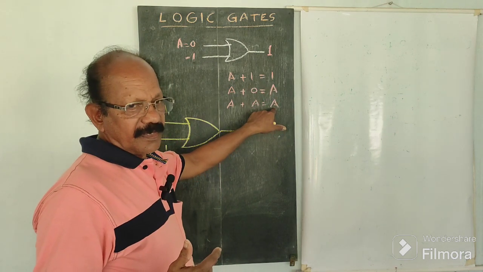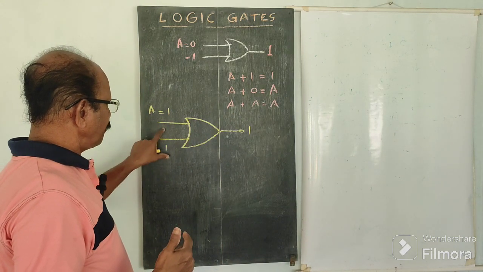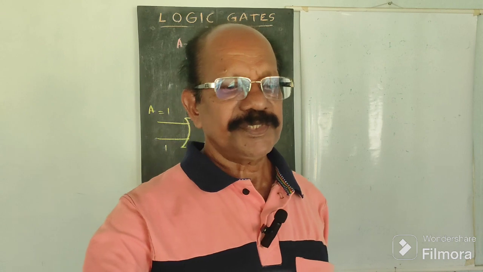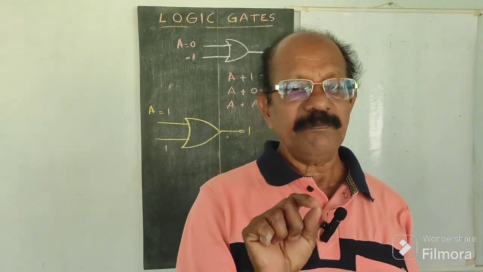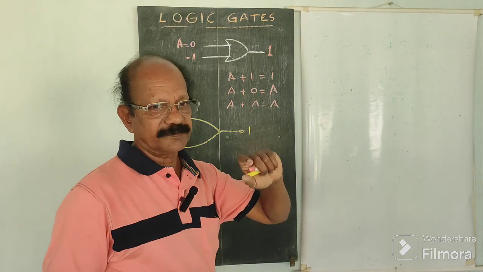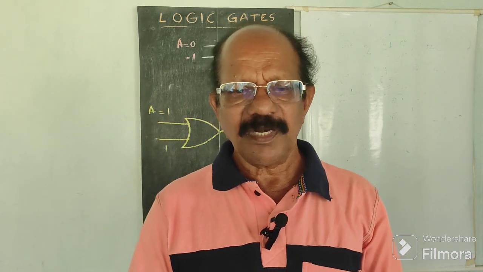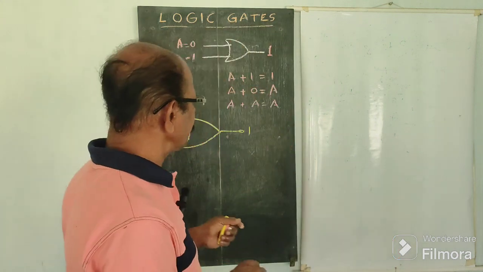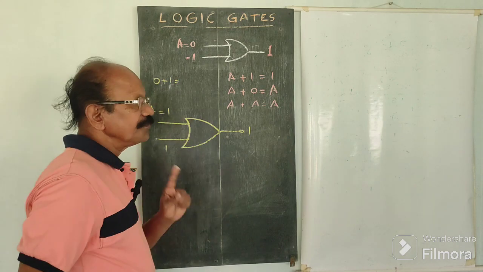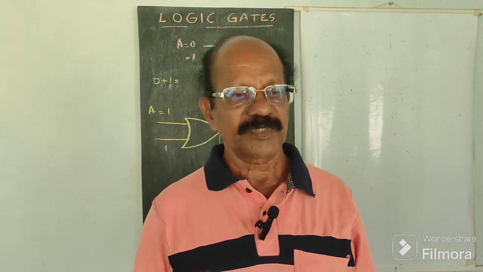That means it is high. In this case, A is equal to 1, both inputs are high, the output must be high. As we know, A can have two values, 0 and 1. Then 0 OR 1 is equal to what? You can think what the answer will be.